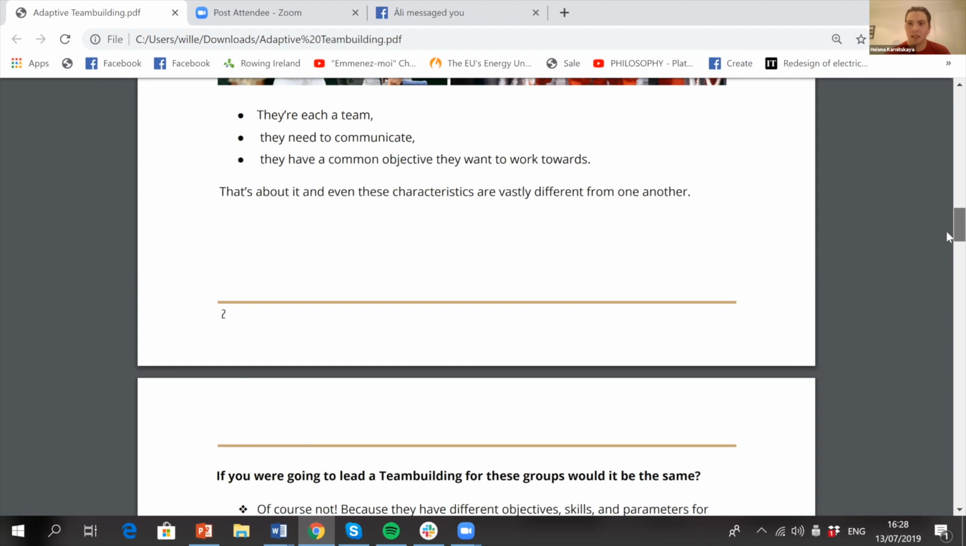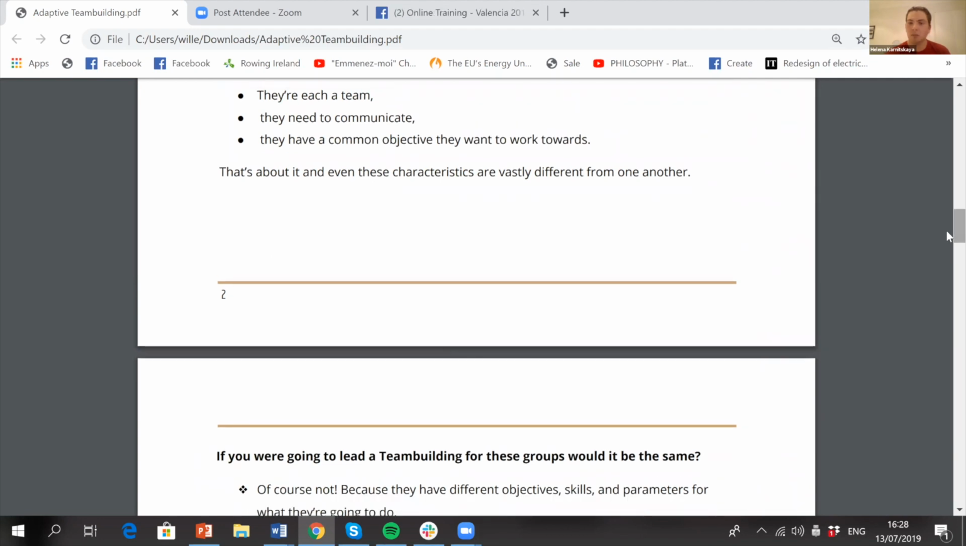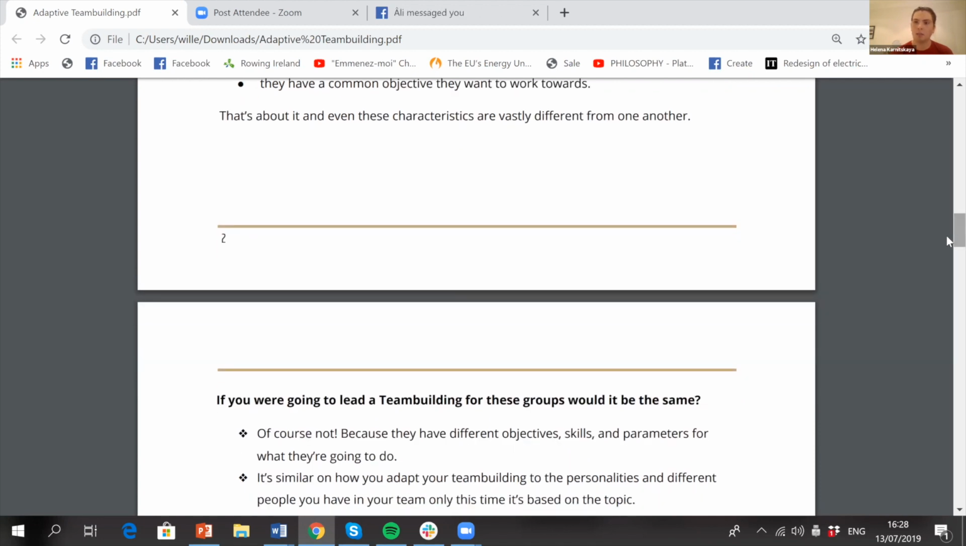Because again, they're completely different objectives, skills, and parameters for what they're trying to do. They each have very different tasks, and each of those different tasks requires a different type of team building. And so linking it back to EYP, that comes back to the topic, which is that we discussed a whole array of issues in EYP.